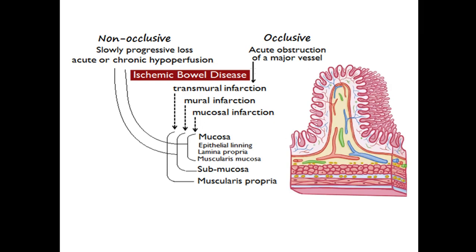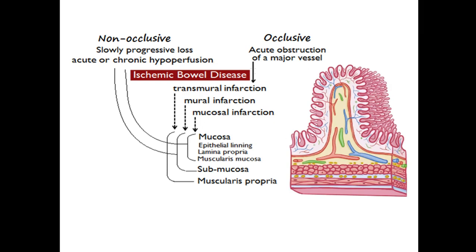On the other hand, the non-occlusive type of ischemia, which is slowly progressive loss of blood supply, commonly occurs in conditions in which there is systemic hypoperfusion, for example, shock and hypovolemia, and slow and gradual loss of blood supply, which will lead to chronic hypoperfusion. So in these conditions, initially the mucosa is affected, and this is known as the mucosal infarction.